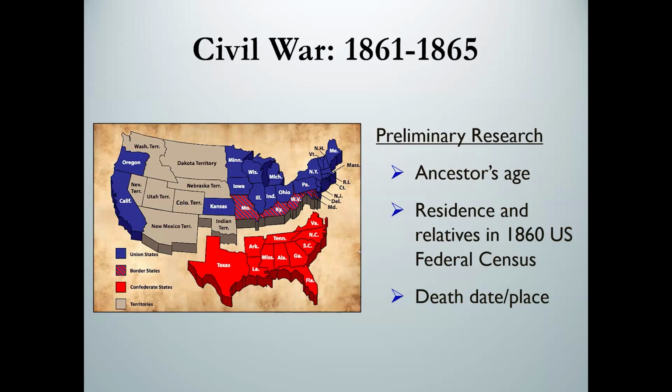Something else to keep track of, if you're trying to make sure you have the right person, is when and where they died. If Robert Smith died in 1864, he's from Wisconsin, but he died in Georgia, okay, he probably died during the Civil War. So it's location, location, location. That's a big key to figuring out who you're looking for.